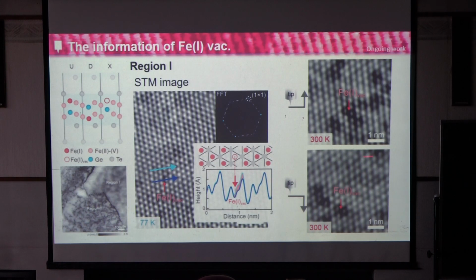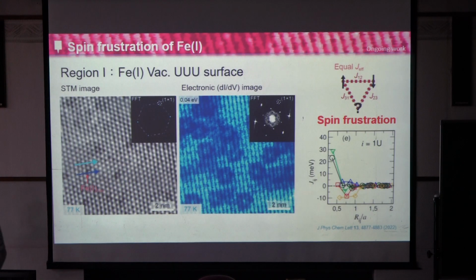Also, we made measurements at room temperature because the energy level is comparable to the diffusion barrier of the Fe1 vacancy. So during the STM measurement, you can see the diffusion of the Fe1 vacancy. So what is the importance of the Fe1 vacancy in this UUU surface?